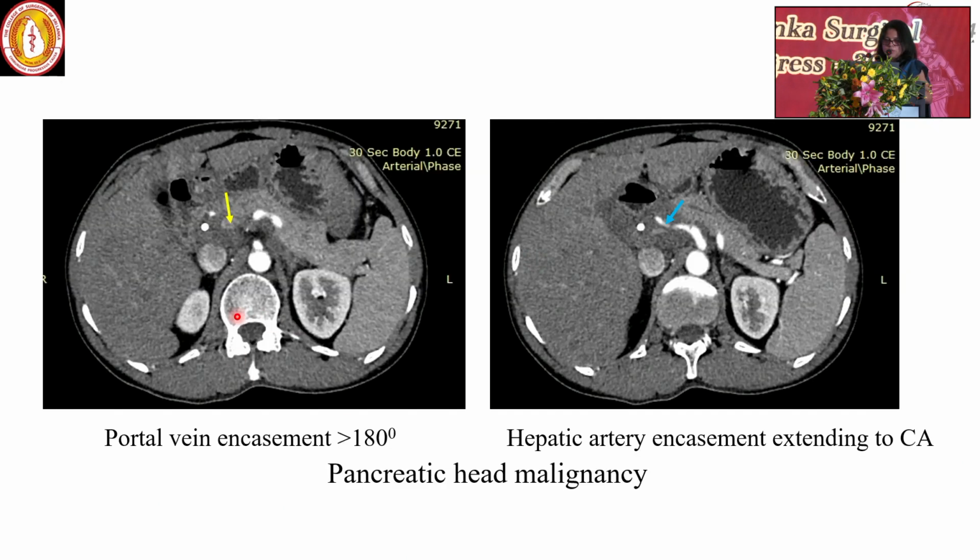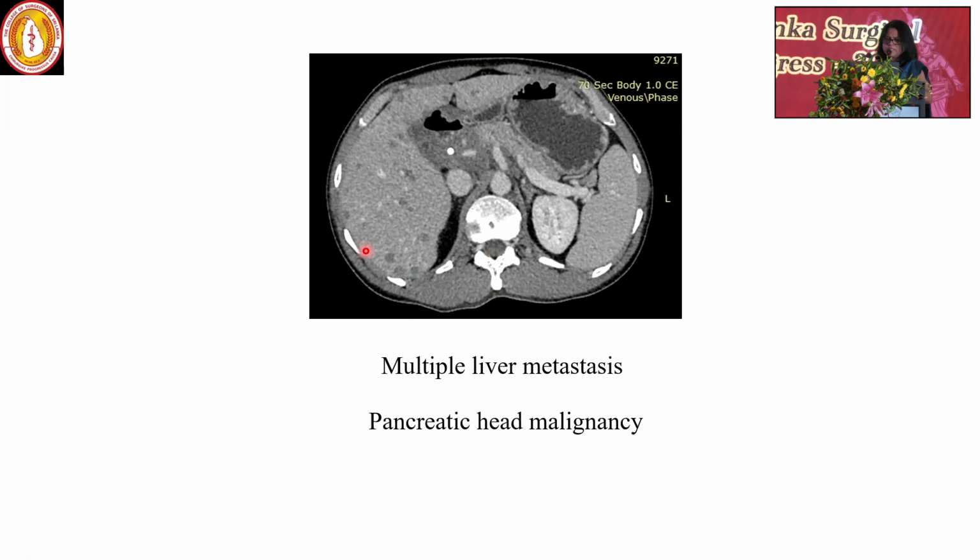Okay, this is the tumor. You can see this is a pancreatic head tumor. Then you can see it is encased in the hepatic artery and extending towards the celiac axis. Okay, so this is an unresectable tumor. So this is a tumor with multiple liver mets. Okay, this is out of surgery. Again, this is an unresectable tumor.